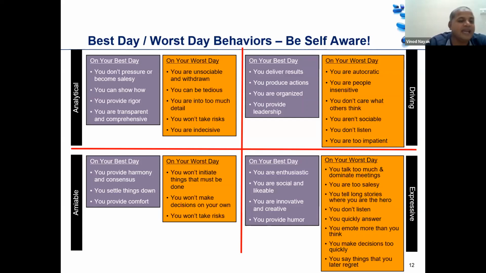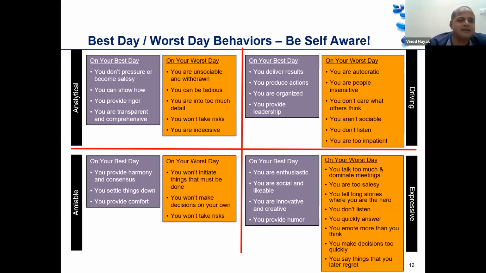Amiable people, on their best day, provide harmony. They are very conscientious. They settle things very quickly. They are very good at pacifying people and they provide comfort to people very quickly. And if their day is not good, on that day you feel like they're very lazy. They don't initiate things which they could do. They don't take decisions because they don't like to take risks.